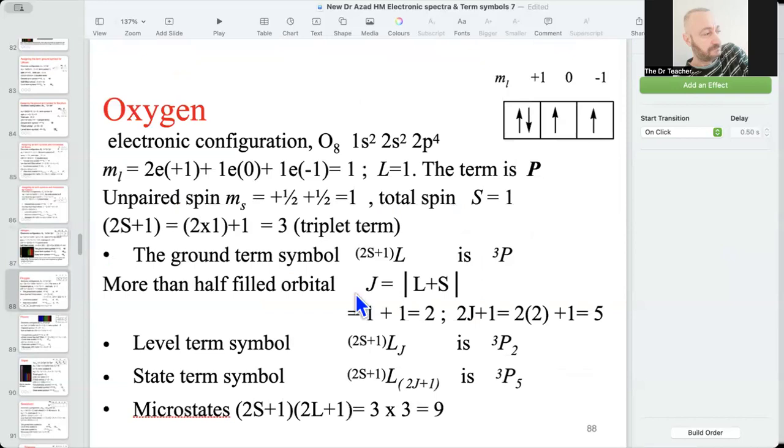Oxygen, you have 4 electrons: 1, 2, 3, 4. Now the total ml will be 2 times plus 1.